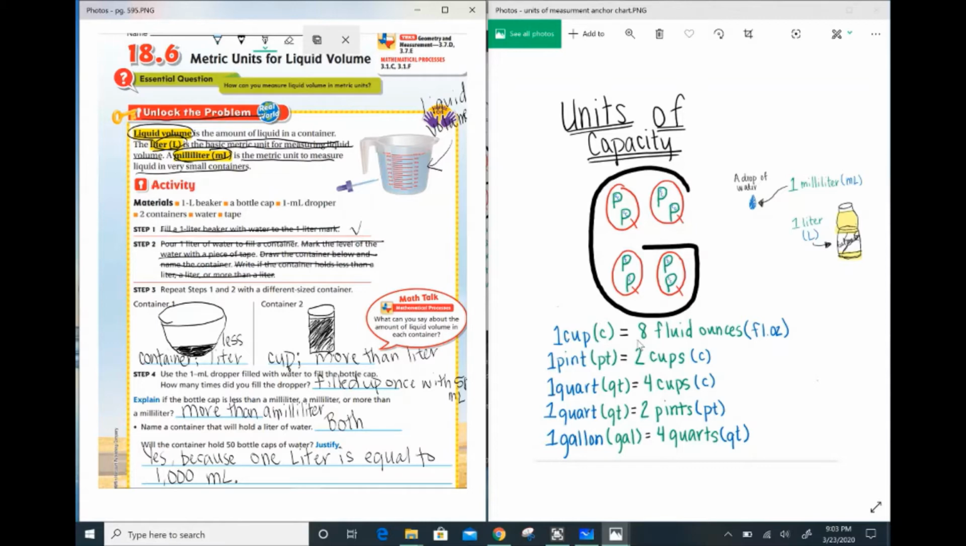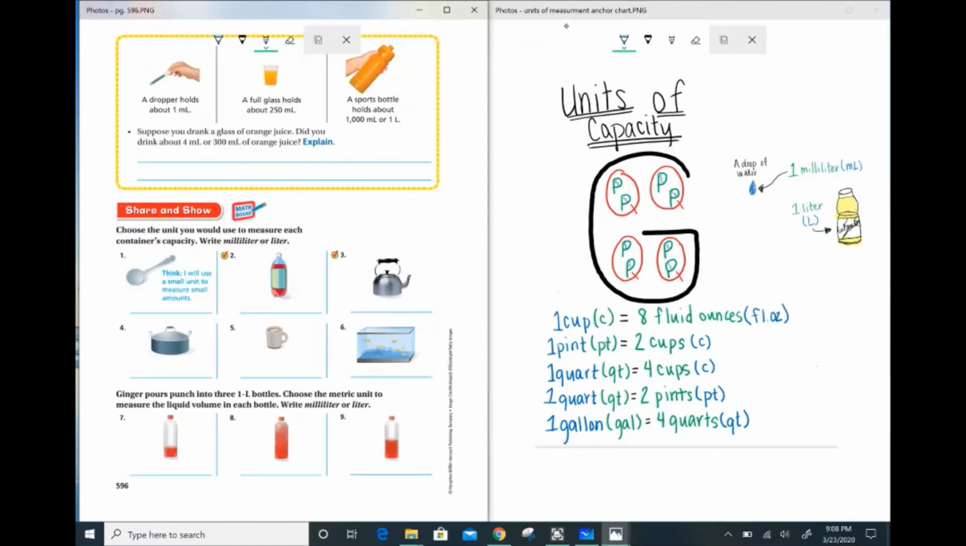Now, if you guys look on our other side with the units of capacity anchor chart, I went ahead and added a drop of water, which is equal to 1 milliliter, and I also added a liter, which would be like a Gatorade bottle. Okay, so now we're going to go ahead and go on to this part. So it says a dropper holds about 1 milliliter. A full glass holds about 250 milliliters. And a sports bottle holds about 1,000 milliliters or 1 liter.